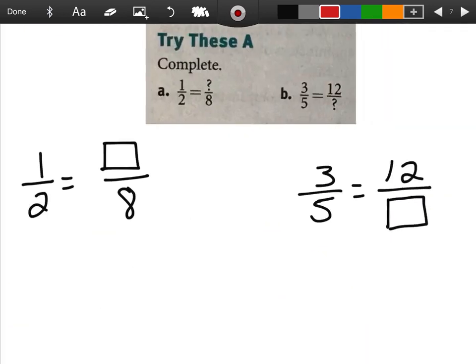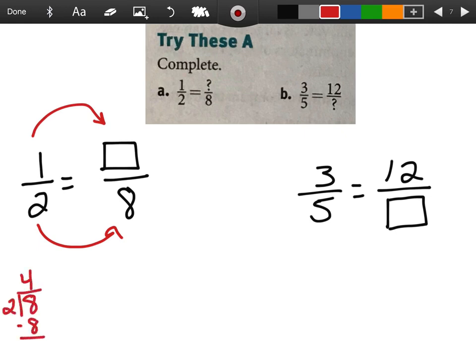Okay? Let's do a couple more. All right, 2 turns into 8 and 1 turns into something else. Well, I know 8 divided by 2 is 4. So that means this one had to have been multiplied by 4. Sorry about that. And whatever I do to the top and the bottom, I must do to the other side, right? So 1 times 4, this would give me 4.